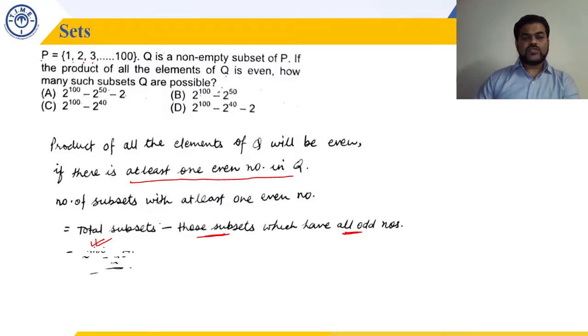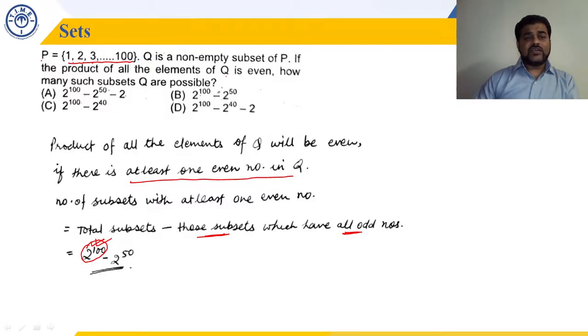What is the total number of subsets? Total number of subsets will be 2 to the power 100. Why 2 to the power 100? Because there are 100 elements in the set. Okay, 1 to 100, these are 100 natural numbers. So total number of subsets is 2 to the power 100.